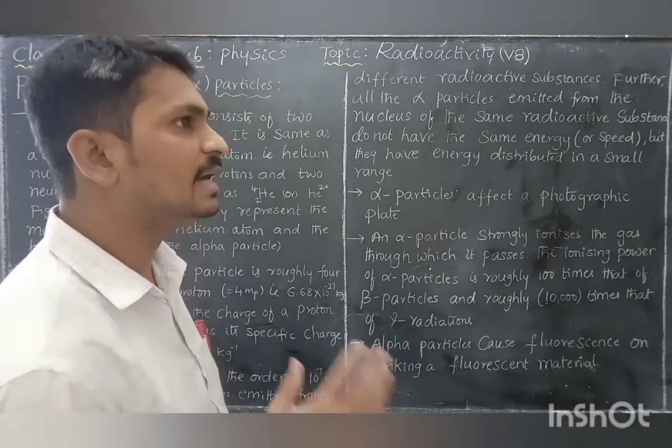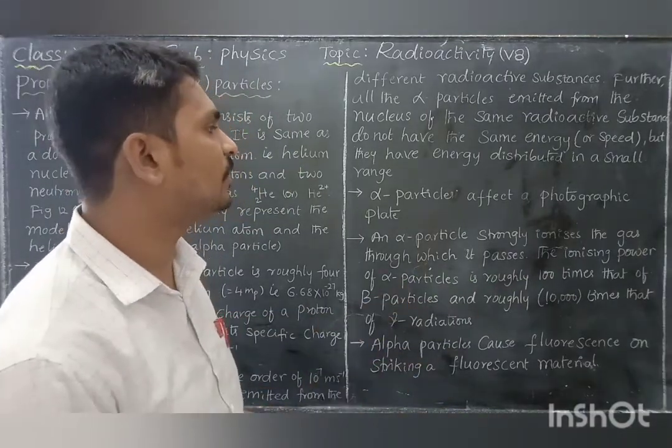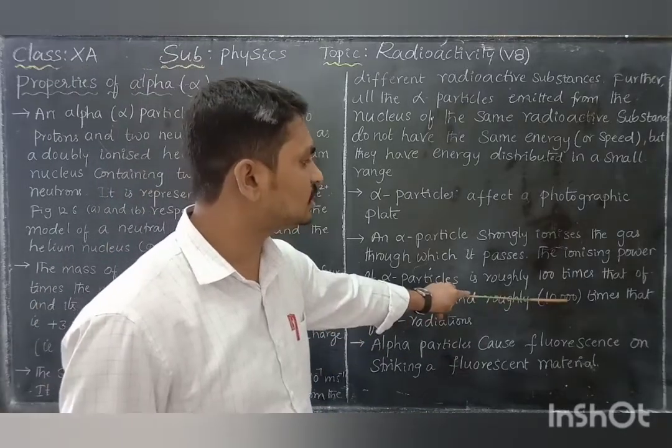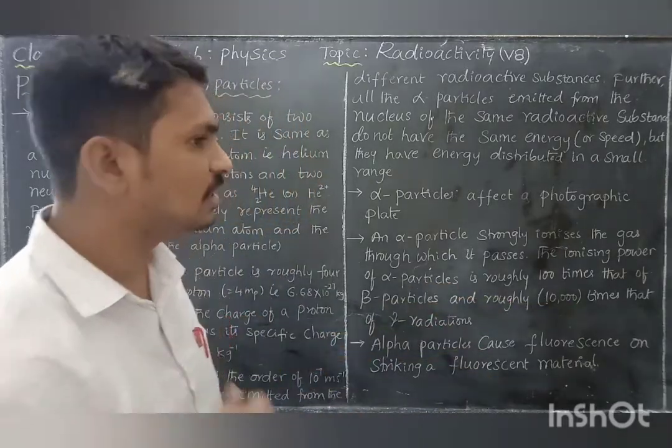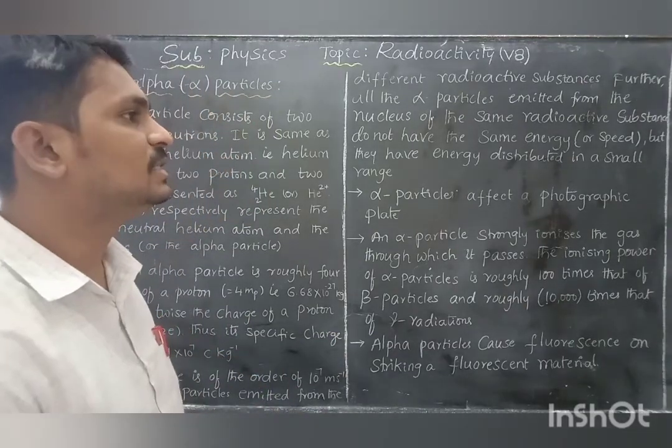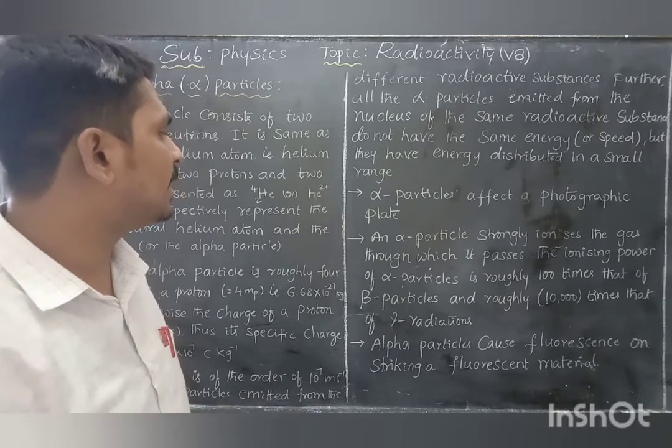Compared to beta particles, alpha particles have 100 times more ionization power, and roughly 10,000 times that of gamma radiation. Compared to gamma radiation, alpha particles ionize 10,000 times more.